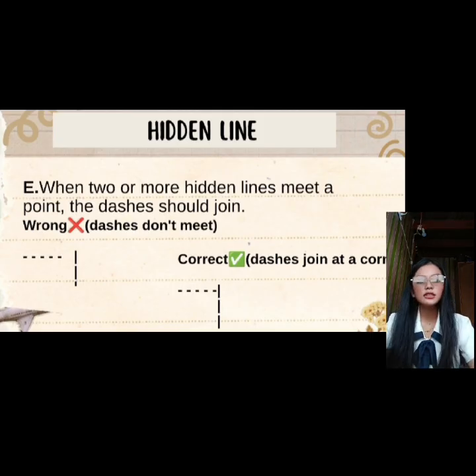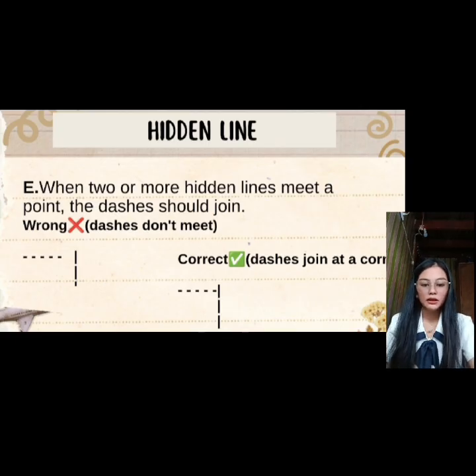So as you can see in the example below, there is a wrong and correct way to meet the hidden lines in the point. So the wrong is there is a gap between them. So that's the wrong one. The correct one is the dashes should join at a corner.